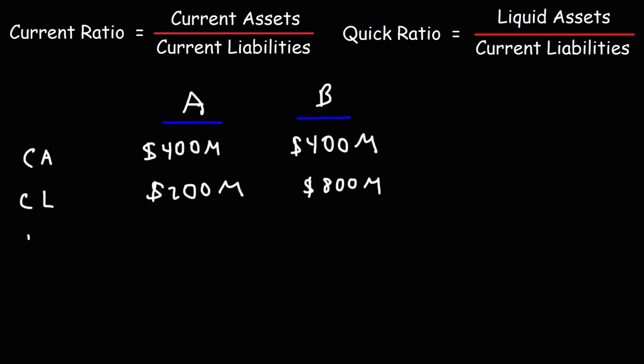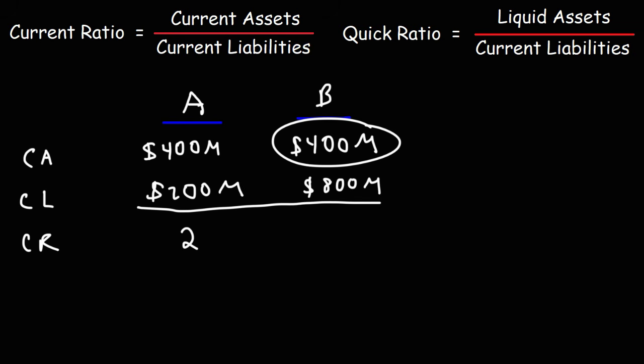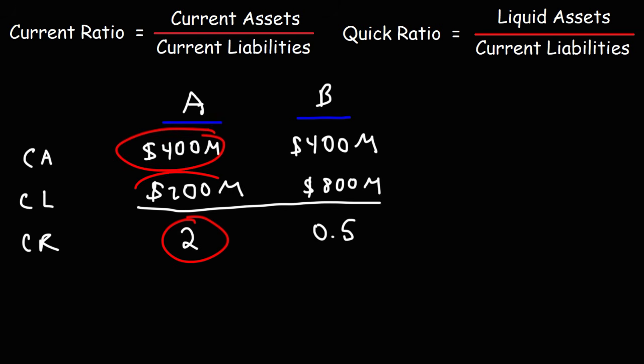Now let's calculate the current ratio. So for company A, it's going to be the current assets divided by the current liabilities. 400 divided by 200 is 2. For company B, it's 400 divided by 800, which is 0.5. So note that company A has a high current ratio. This is because it has more assets than liabilities, which is good.